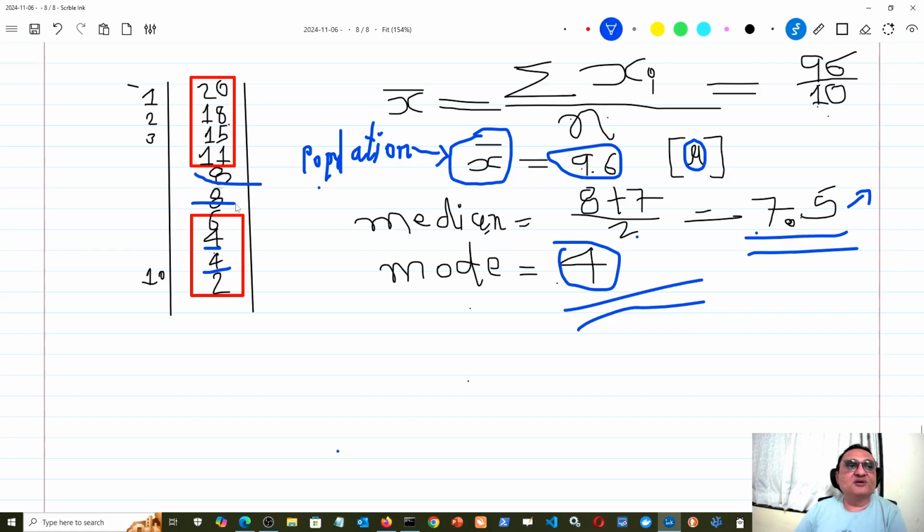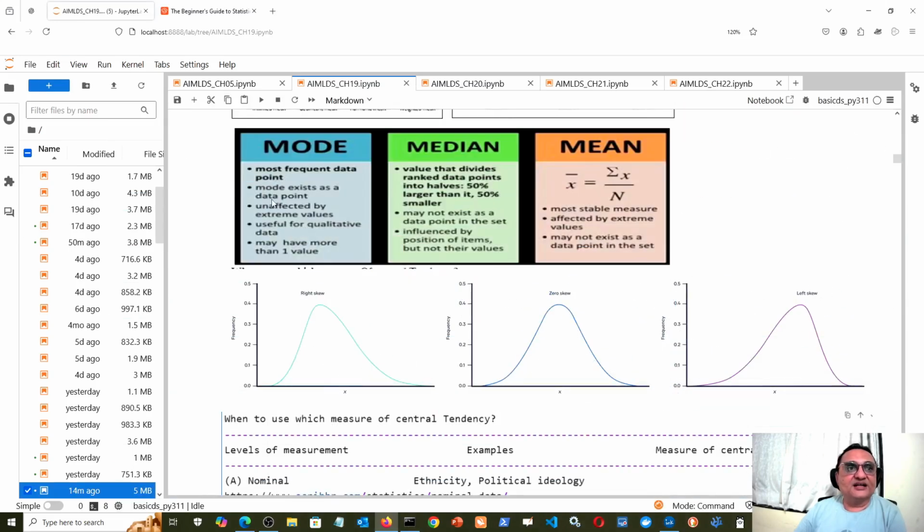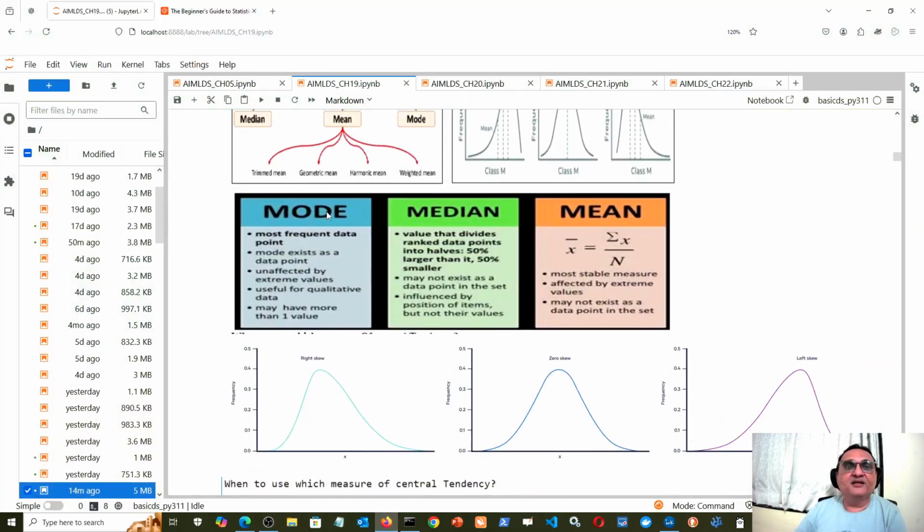So it is possible that a given data set can have two modes, but the mode is always a part of the data set, right? Mode is unaffected by extreme values. Now what is the meaning of unaffected by extreme values? That we will see with the median and other things.